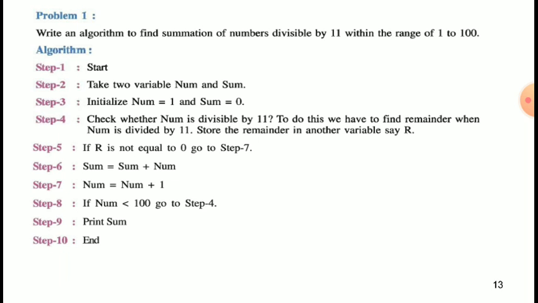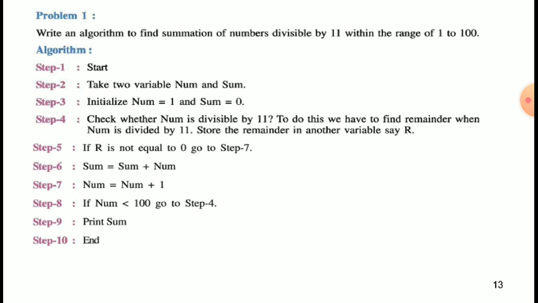Next problem is a solution for an algorithm. Write an algorithm to find the summation of numbers divisible by 11 within the range of 1 to 100. So algorithm step number 1 is start. Step number 2, take two variables num and sum. Step number 3, initialize num equals 1 and sum equals 0. Step number 4, check whether num is divisible by 11. To do this, we have to find the remainder when num is divided by 11. Store the remainder in another variable, say r.